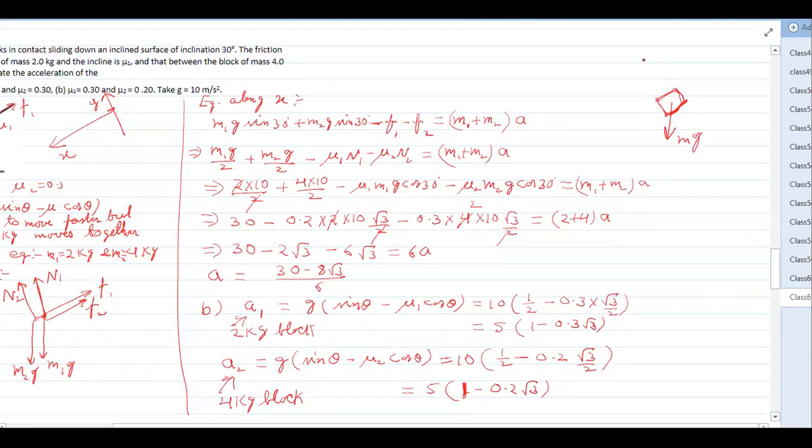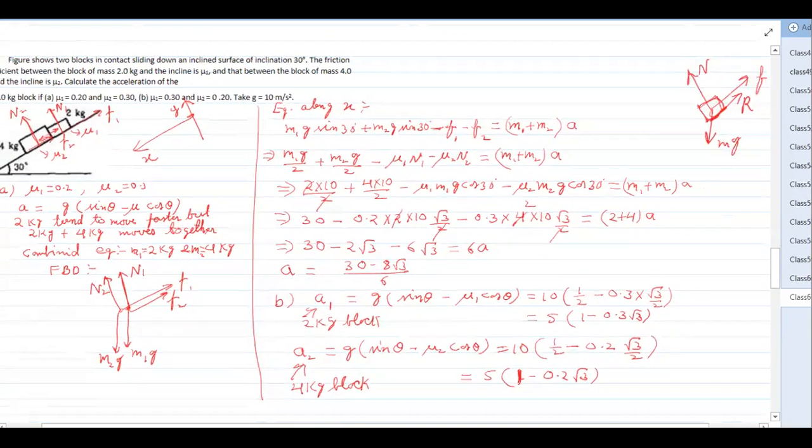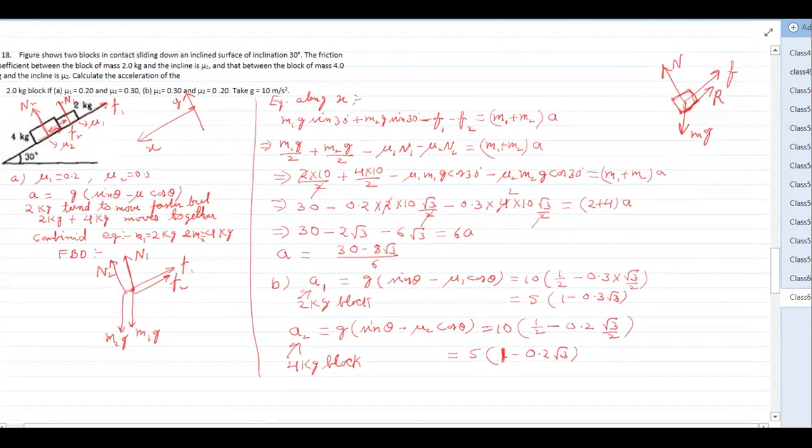So mg is downward, the normal is like this, friction is like this, and there will be a reaction force between the two objects. In the first case, since these two are in contact, the reaction force will also act, but the reaction force is an internal force, so there is no need to find it. So the reaction force will be acting here. That reaction force is decreasing the acceleration of the 2 kg object in the first case, and the same reaction force is increasing the acceleration of the 4 kg object.